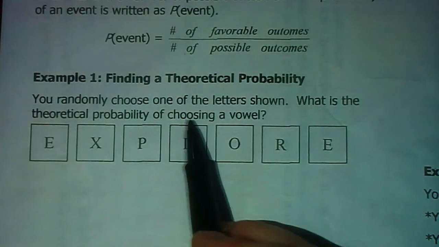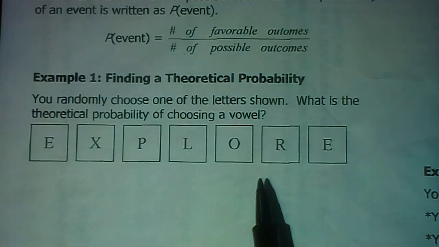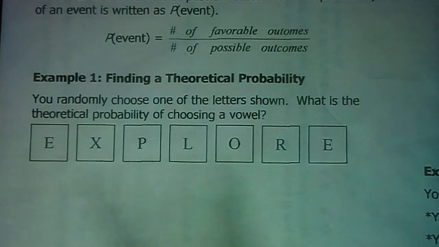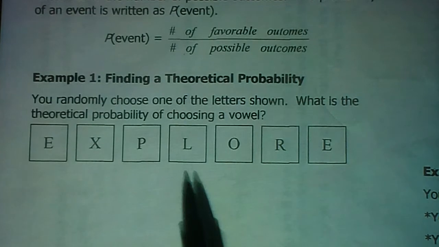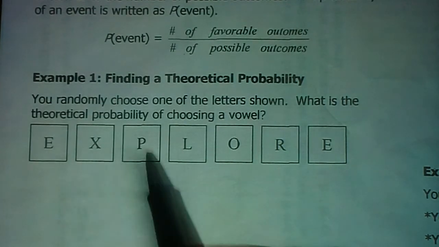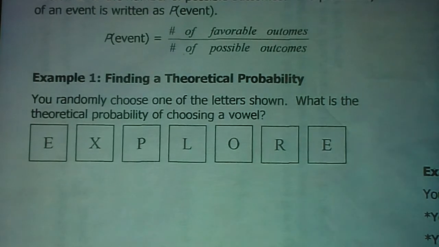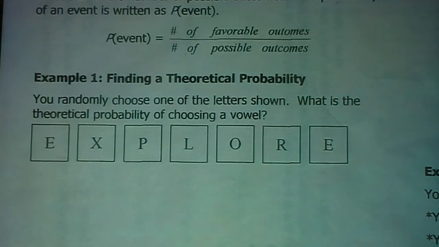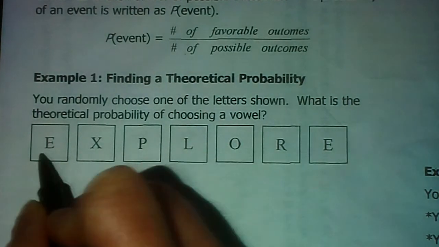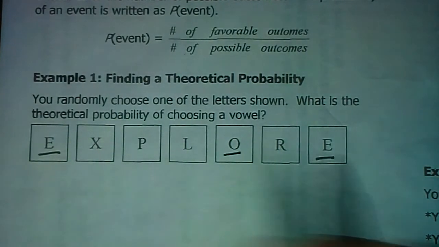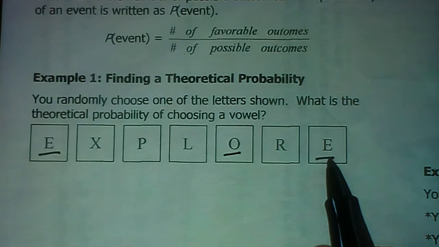You randomly choose one of the letters shown. What is the theoretical probability of choosing a vowel? So we have "explore" here. That's the one the book had. And theoretically speaking means that the chances of me drawing any one of these letters are no better than any one or the other. They all have an equal chance of getting picked. So the vowels in this, we have an E, an O, and an E. There are 3 vowels, and that's what I'm looking to get.